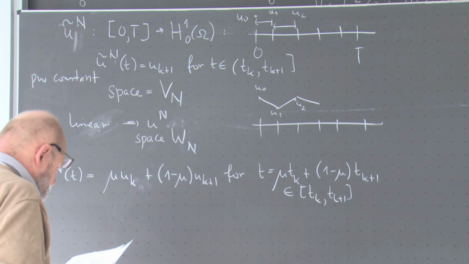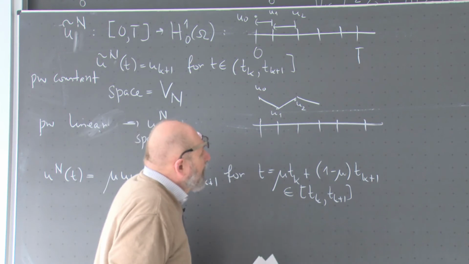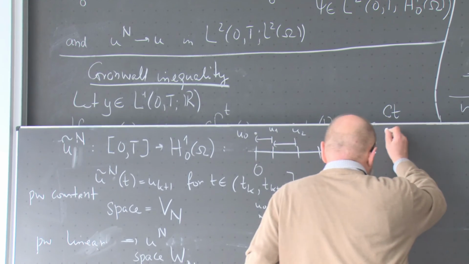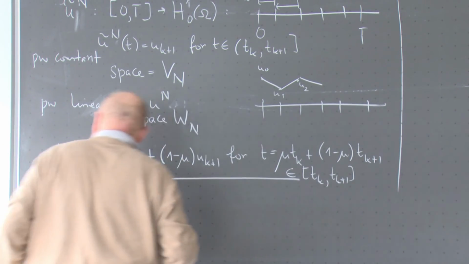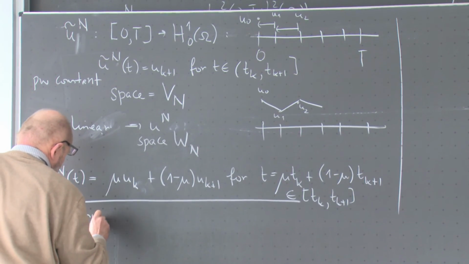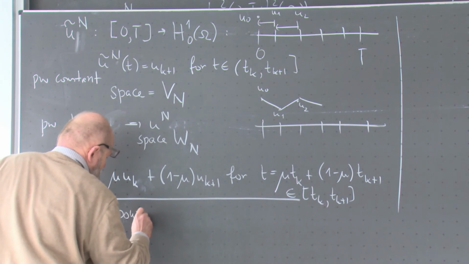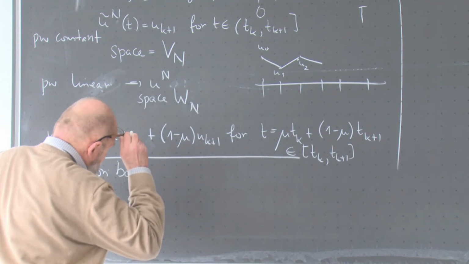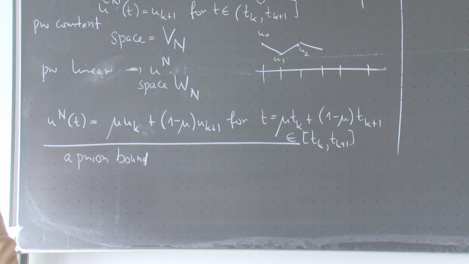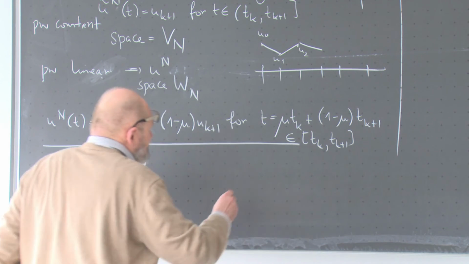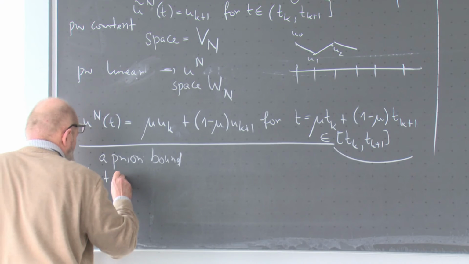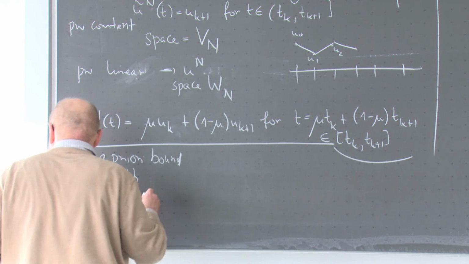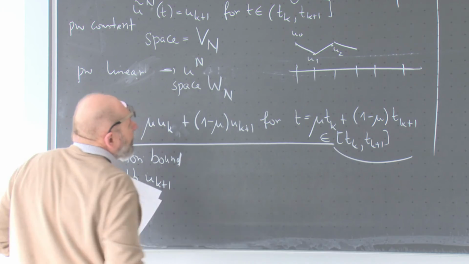Okay, so these two functions we have. And now what about the a priori bounds? So how did we do that in the continuous case? We just tested with u, and what we now do is we test with u^{k+1}.